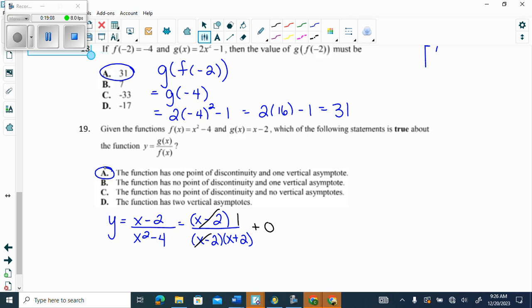Now, let's go back. How would I find the y? Because that's my standard of excellence. I would go 1 over, what would I do? X plus 2, and then I would fill in a, for what? What would I fill in? 2.